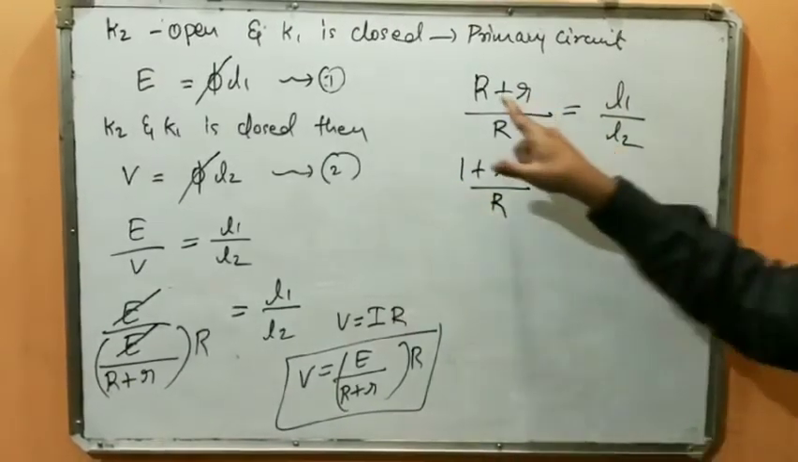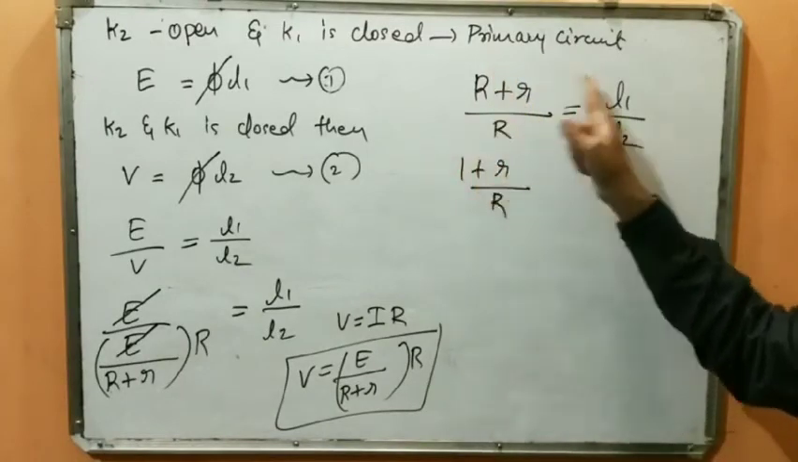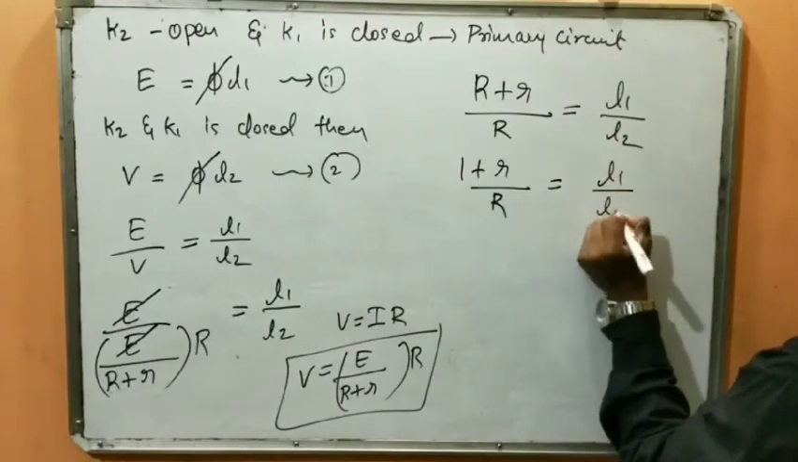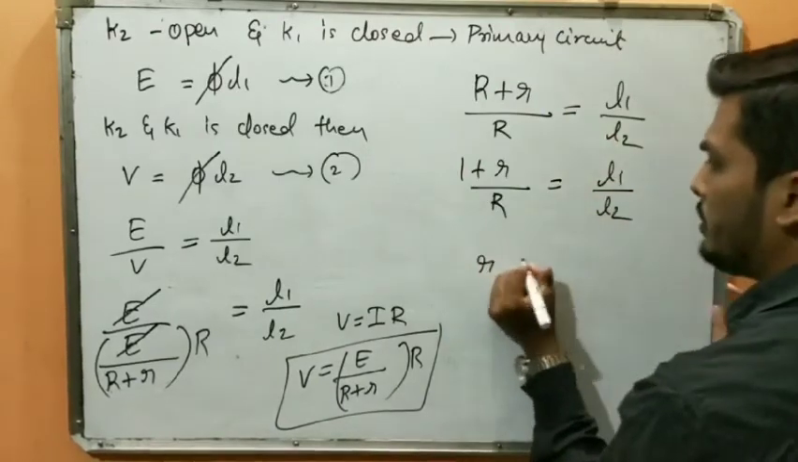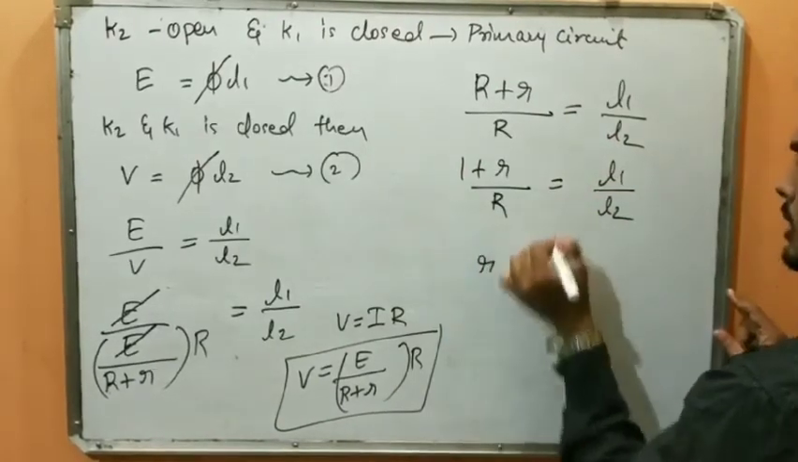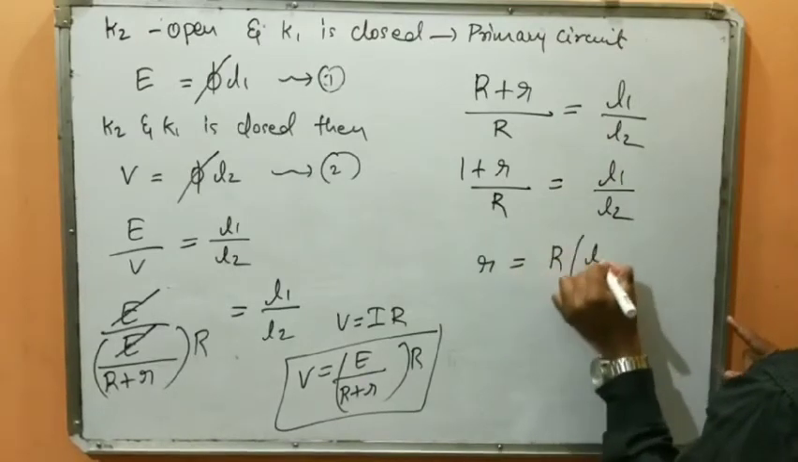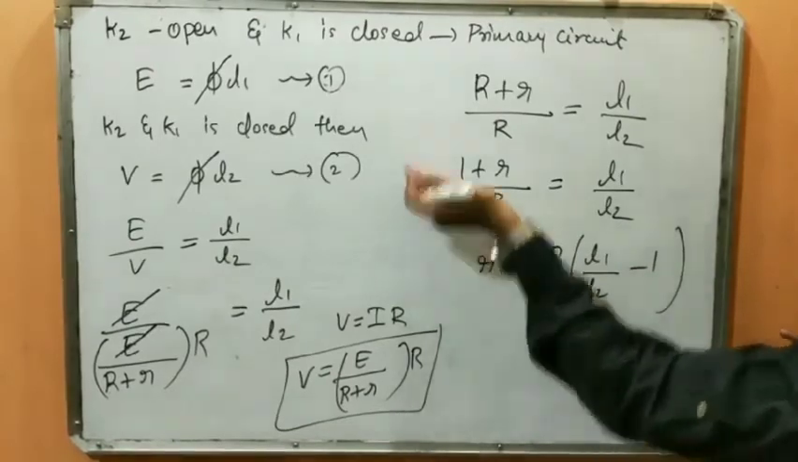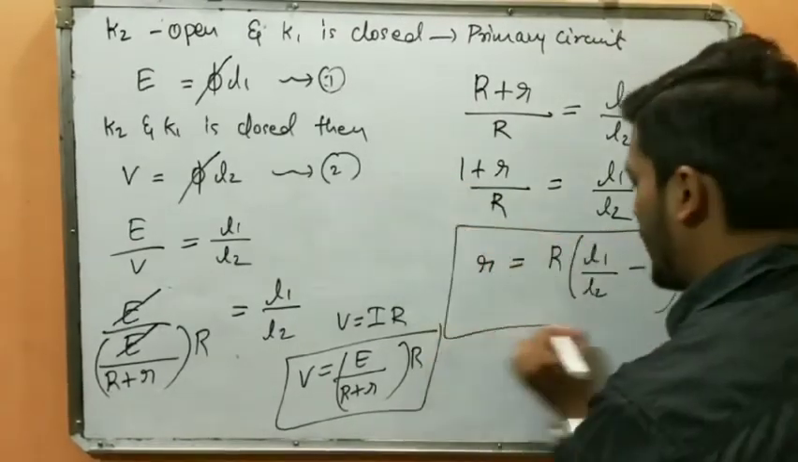Can you do this? R I have cancelled. I have separately divided this R by R. So this will be L1 by L2. So r will be from this. I'll multiply R here and this will be L1 by L2 minus 1. I have shifted this plus 1 to this side, so it becomes minus 1.